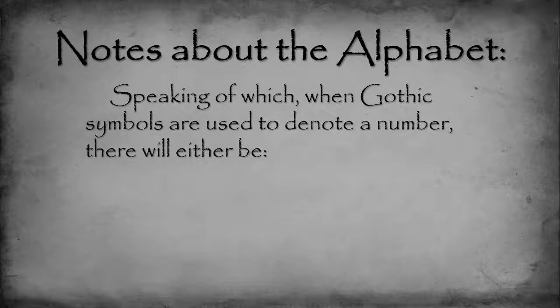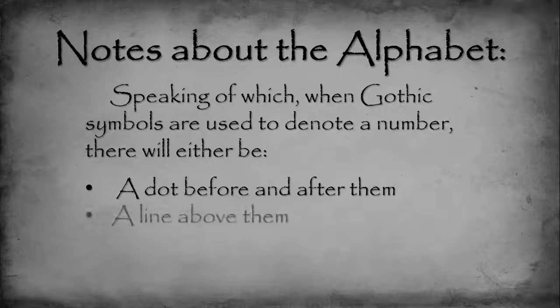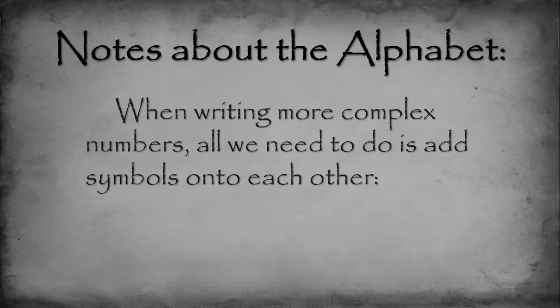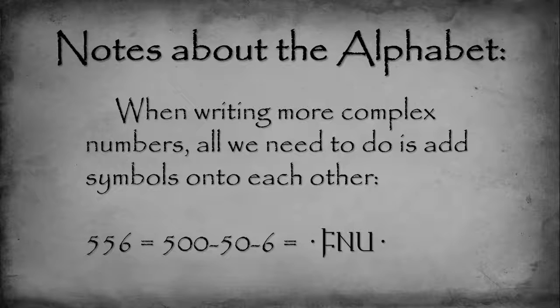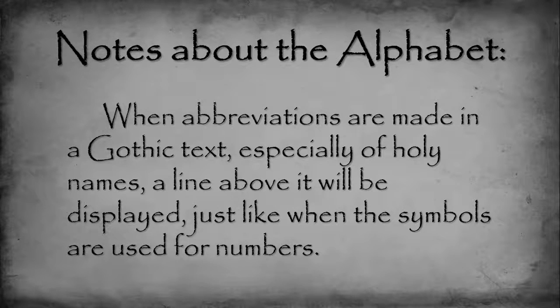Speaking of which, when Gothic symbols are used to denote a number, there will either be a dot before and after them, or a line above them, so Noth with a dot before and after, or with a line above would both mean 50. When writing more complex numbers, all we need to do is add symbols onto each other. So 556 can be broken down to 550 and 6, or Fe, Noth, and Quetra. When abbreviations are made in a Gothic text, especially of holy names, a line above it will be displayed, just like when the symbols are used for numbers.